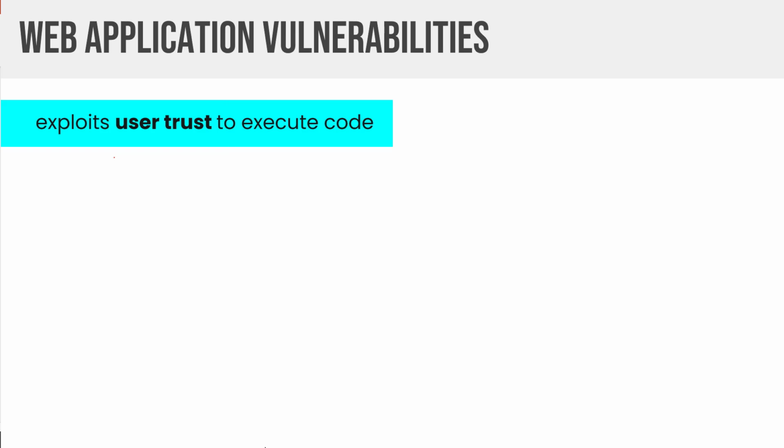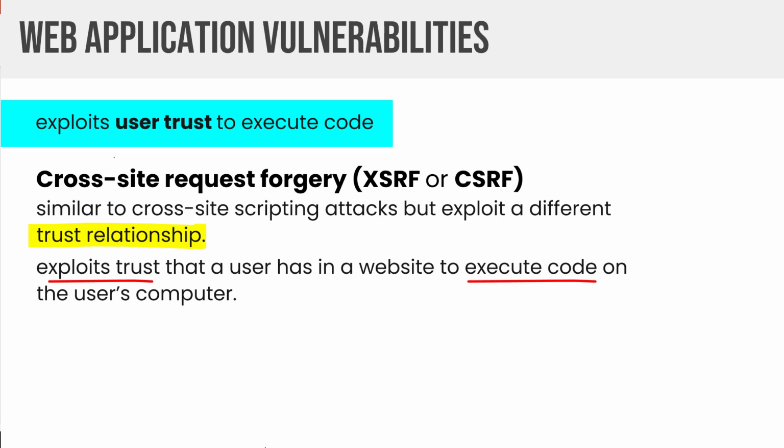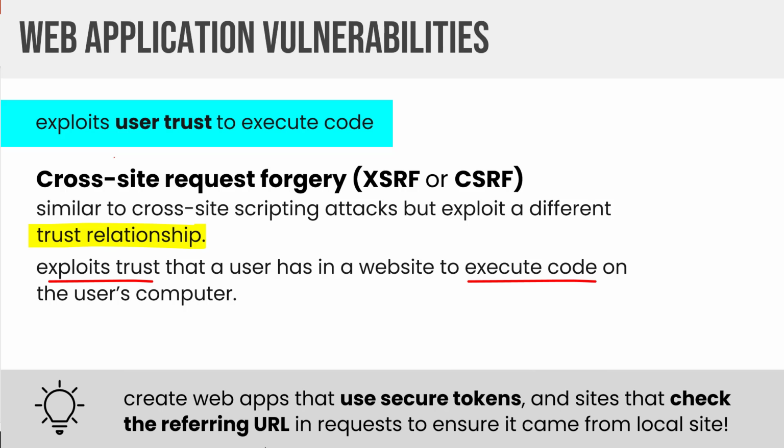An attack that exploits user trust to execute code, that's a cross-site request forgery. It's similar to cross-site scripting attacks, but it exploits a trust relationship. It exploits trust that a user has with a website to execute code on the user's computer. So the countermeasures here are to create web apps that use secure tokens and sites that check the referring URL in the request to ensure that the requesting URL is the local site.